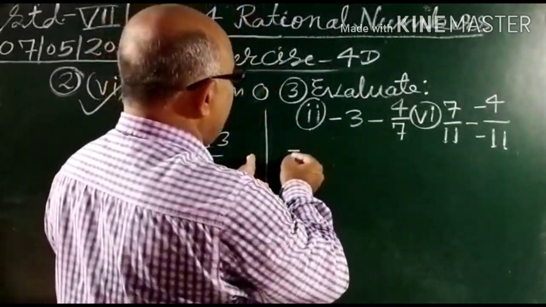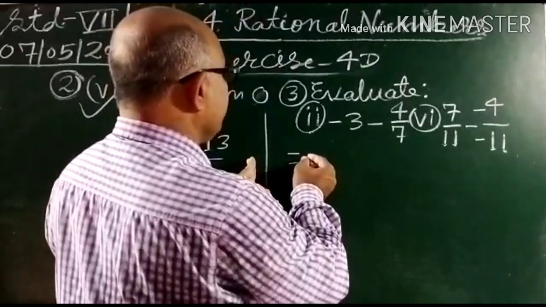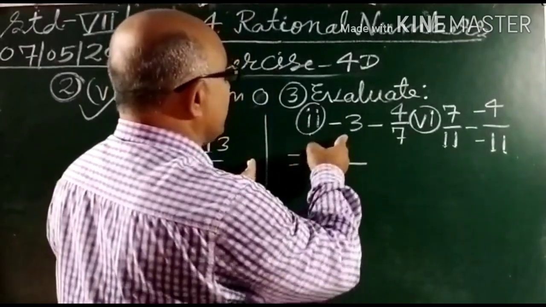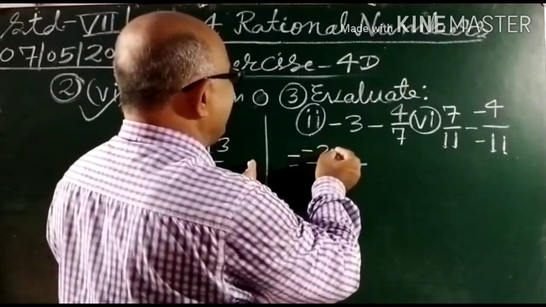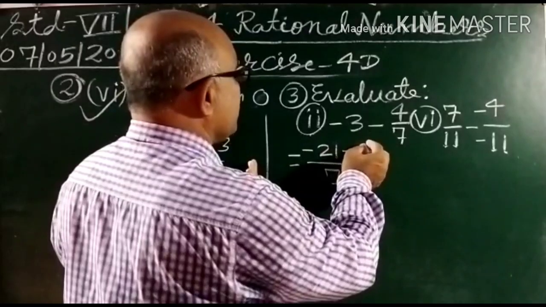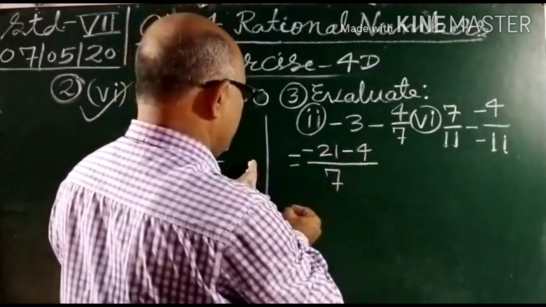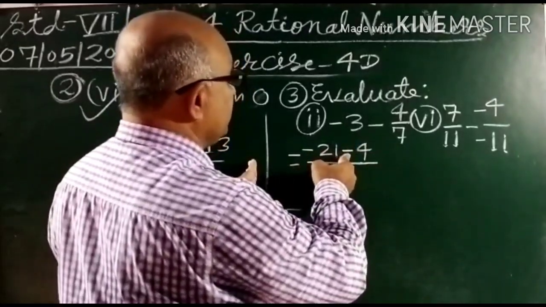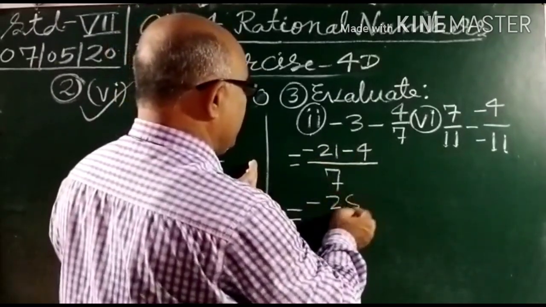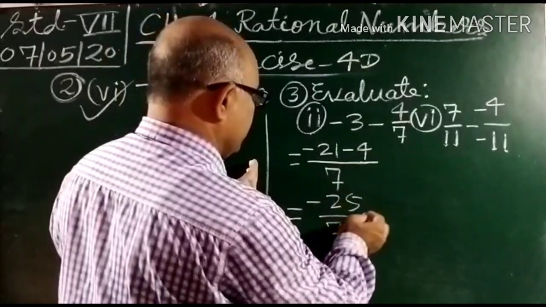And question number 3 is evaluate minus 3 minus 4 by 7. So minus 3 minus 4 by 7. Solve it. LCM is 7. 7 threes are minus 21. 7 ones are 7, so minus 4 ones are minus 4. Now minus 21 minus 4 is minus 25 by 7.